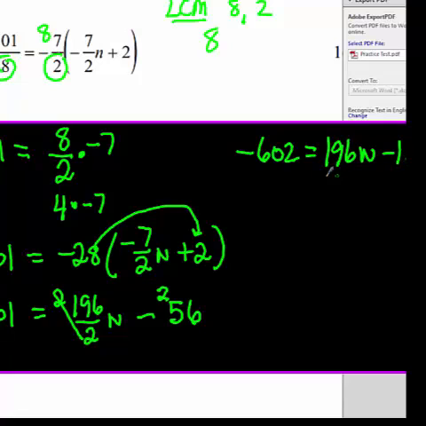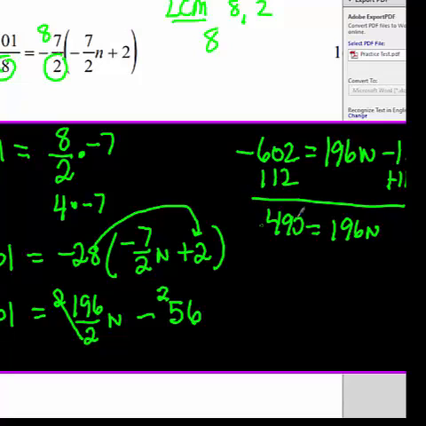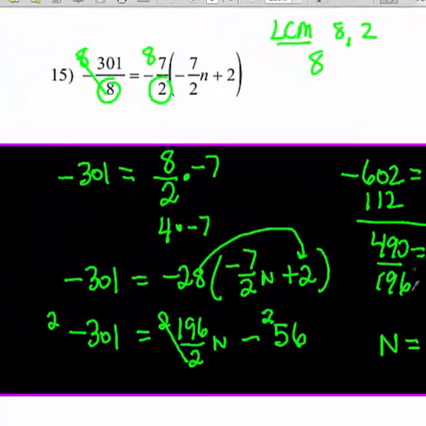112. So that would give me a minus 112. Now if I add 112 to both sides, I get 196n equals 490, and then divide by 196. And then we just got to go through the process of simplifying it.